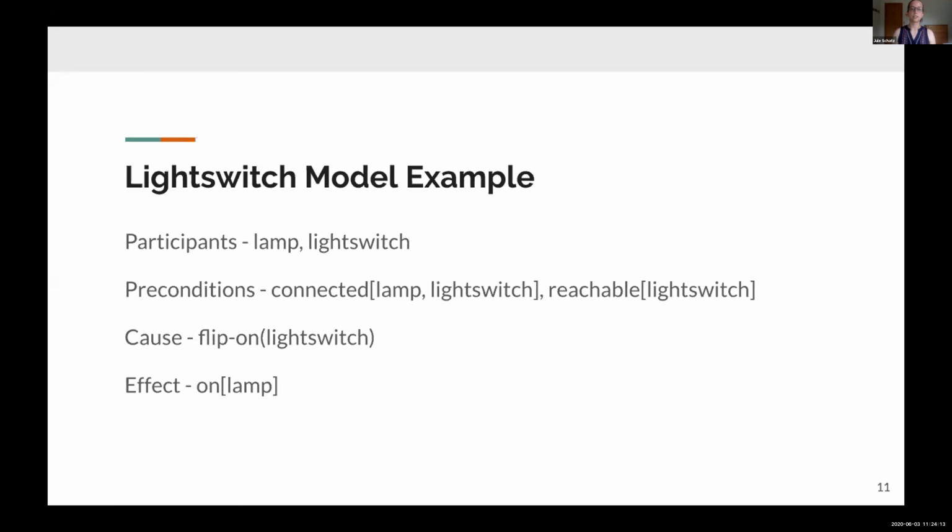So here's a concrete example of the light switch model. So the participants, we have the lamp and the light switch. A precondition is that the lamp and light switch are connected and that the light switch is reachable. And note that these preconditions have to be perceivable by the agent in the world. So it has to be information that the agent can know. The cause is flipping on the light switch, and the effect is that the lamp is now on.